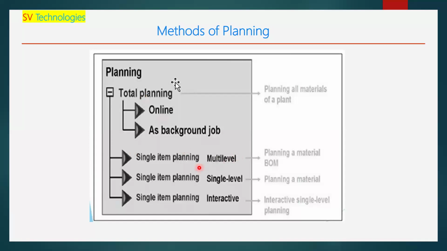The second method is single item multi-level. Another method, the third one, is single item, single level. In this case, if you want to run MRP only for the finished product, not for the BOM level, then you can go for single item, single level. Then there is single item interactive, which is a combination of multi-level as well as the next level components; for them also it will run MRP. This I will show you.